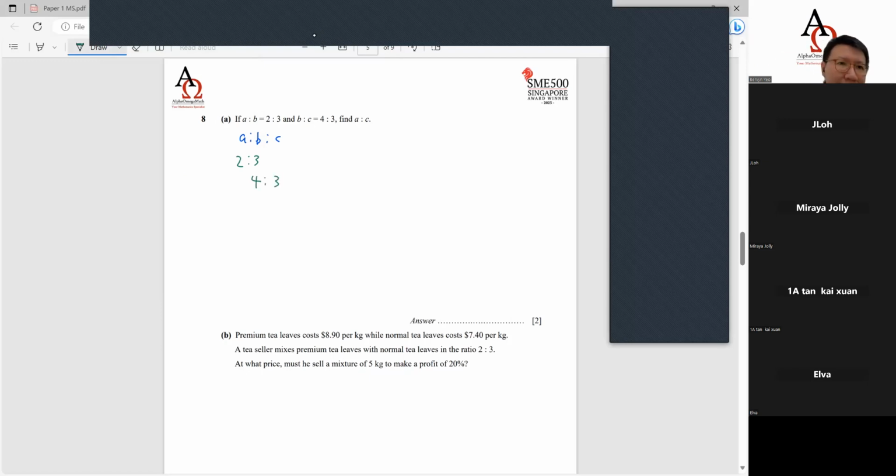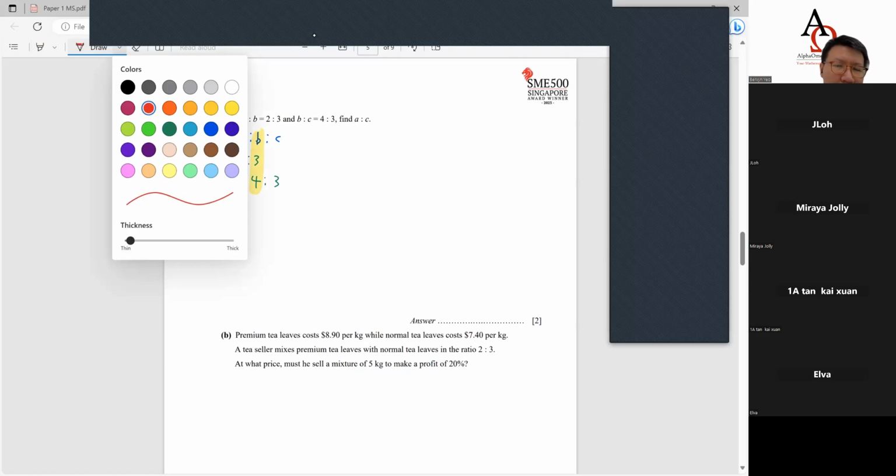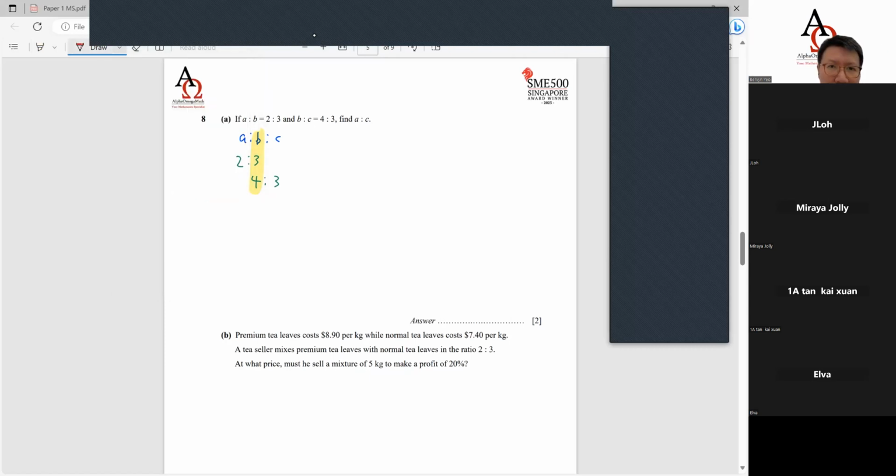We want to make the common alphabet have the same number. So 4 and 3, the lowest common multiple will be 12. So I'll multiply these two by 4. And I'll multiply this by 3. Okay. And I'll get a new ratio of 8 is to 12 and 12 is to 9.